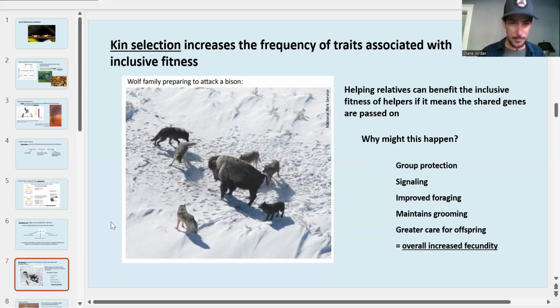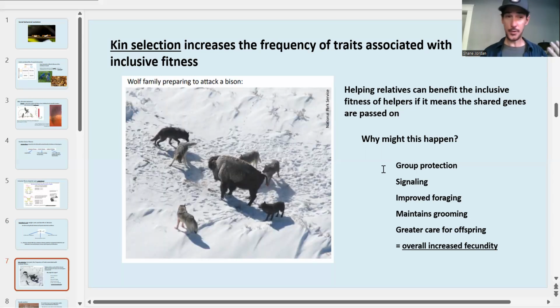We can think of, for example, a family of wolves coordinating their efforts to attack a single bison, whether to get a meal out of this bison, or to protect each other and their offspring from threats from this bison, perhaps. Whatever the case may be in this scenario, it does appear that kin selection is favoring this coordinated behavior amongst these different wolves. And this might be happening because of group protection. There might be other reasons why types of behaviors that are favored via kin selection happen, like signaling, or things that, again, help different family groups improve their ability to get food from the environment.